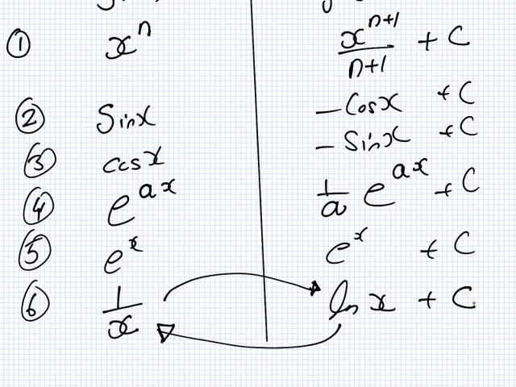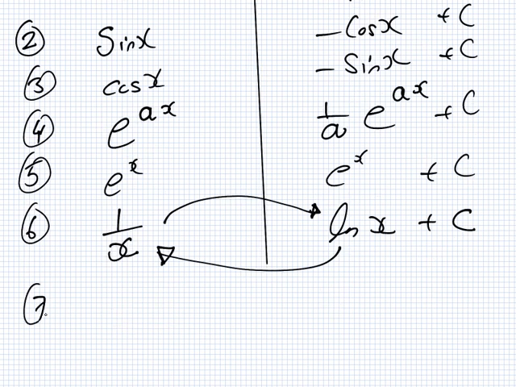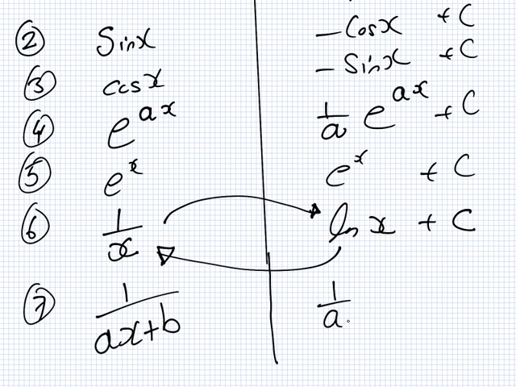Let's have a look at some examples now that we have this table. One more: 1 over ax plus b. That will be 1 over a log of ax plus b, plus c. Got that?